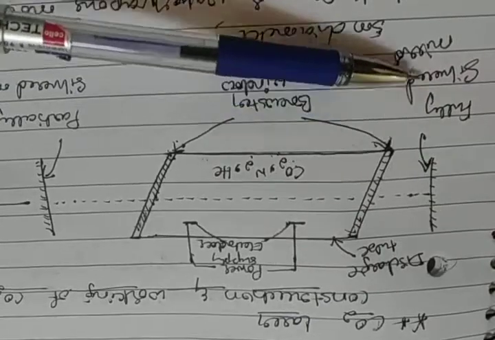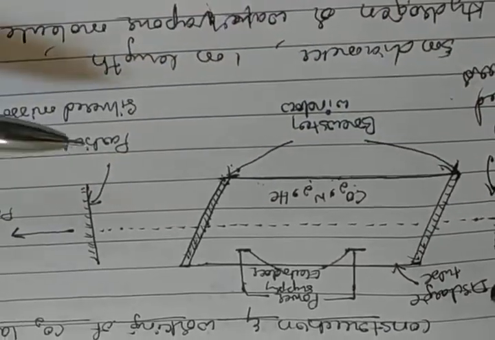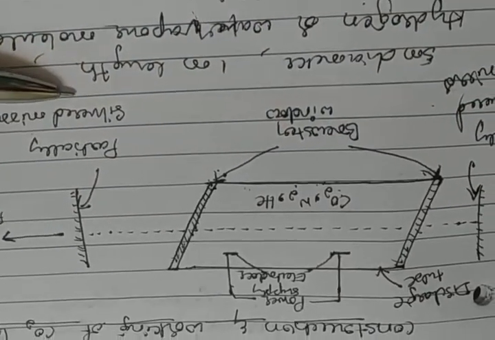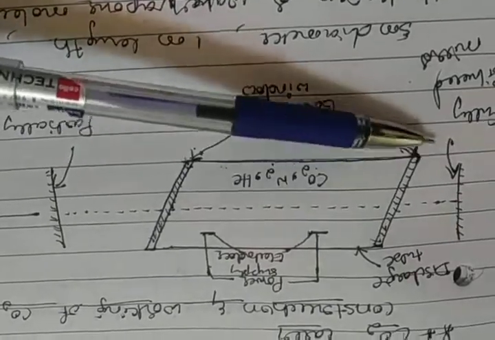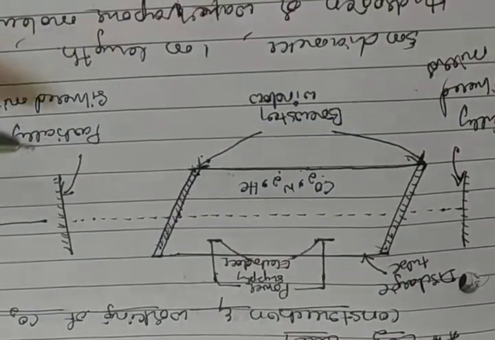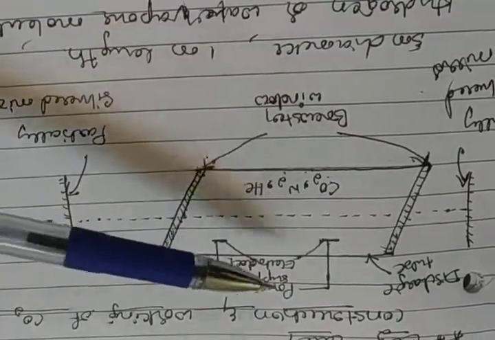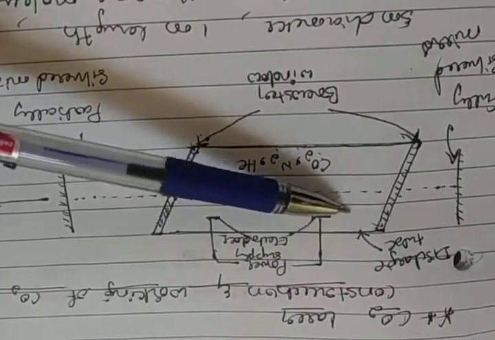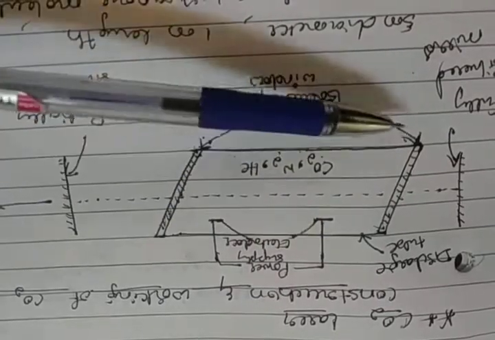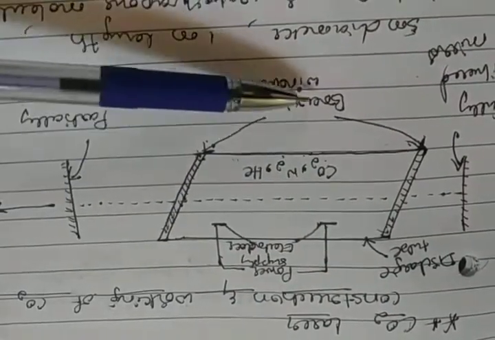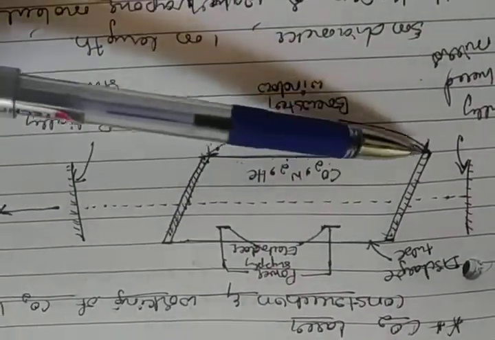The discharging tube also consists of two mirrors. One is a fully silvered mirror, second one is a partially silvered mirror. These two mirrors serve some purpose, and the tube also has two Brewster windows. See, these are the Brewster windows.